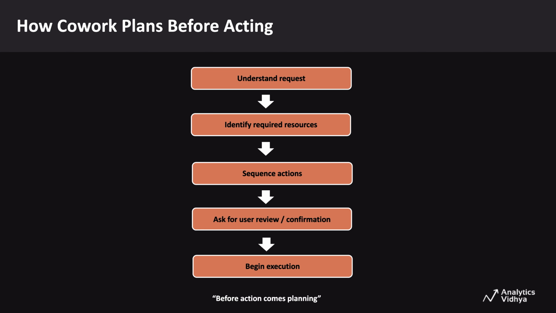But even after planning the action sequence, Co-work may pause and present that plan for user review. If the user gives the go-ahead, only then does execution begin. That planning step matters because most real tasks are not only solved in a single move. They need structure, the right order of steps, and sometimes a confirmation before moving forward.